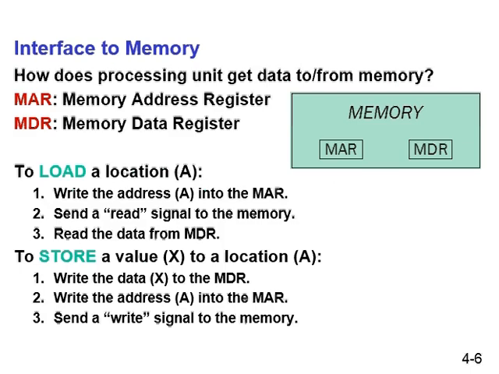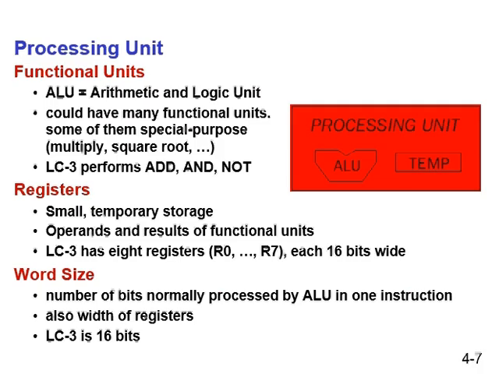If you want to work with the memory, you have to use 2 registers, MAR and MDR, and 2 operations, load and store. With the processing unit, you have the ALU and the set of registers. The LC-3 can perform ADD, AND, and NOT. For the registers, LC-3 has registers from R0 to R7.